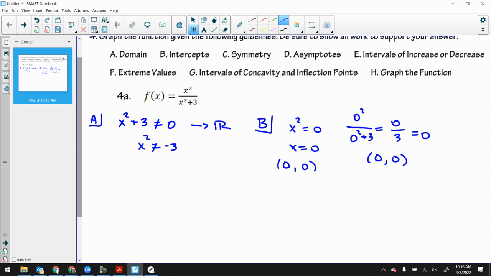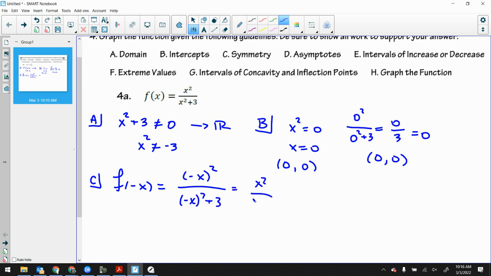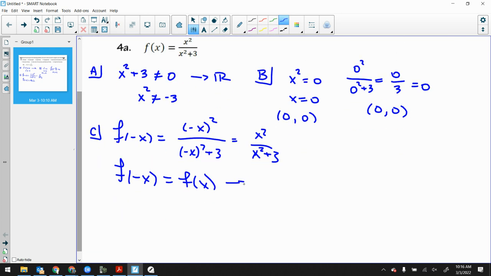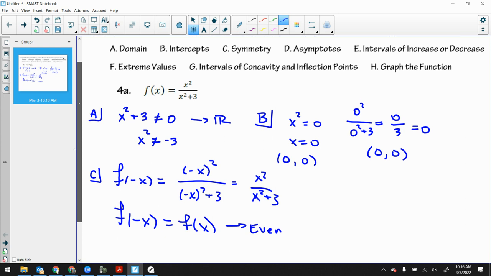Looking at symmetry here. Okay, so let's plug in f of negative x. In this case, that's going to be negative x squared over negative x squared plus 3. So that's x squared over x squared plus 3. Sound familiar? Therefore we just stated that f of negative x was f of x. What kind of symmetry is that? Even symmetry, which means it's reflectable over the y-axis. Made that word up. Reflectable.